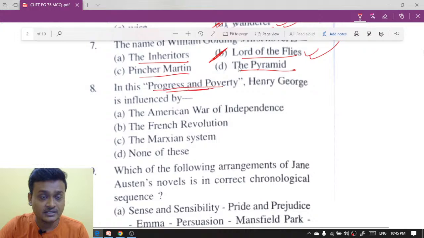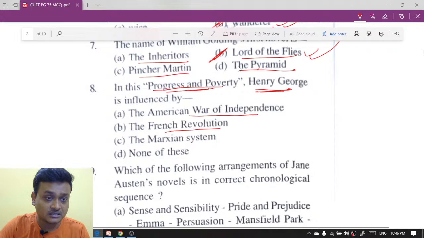Progress and Poverty is the name of a book written by the economist Henry George. Was this book influenced by the American War of Independence, the French Revolution, the Marxian system, or none of these? The book Progress and Poverty was influenced by the Marxian system. So C is the right option.